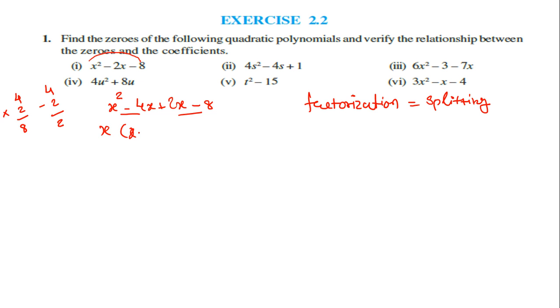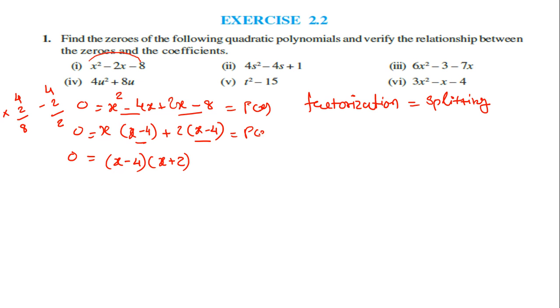X is common, x minus 4. Now here 2 is common, x minus 4. Both brackets must be the same. If they are not the same, then you have to understand that you are wrong somewhere. Now the same bracket you write once only: x minus 4 and x plus 2 is equal to 0, because this is nothing but p of x, the polynomial of x, and the polynomial is equal to 0. So x minus 4 is equal to 0, so x is equal to 4, and x plus 2 is equal to 0, so x is equal to minus 2. These are the values of zeros, which means half the question is completed.